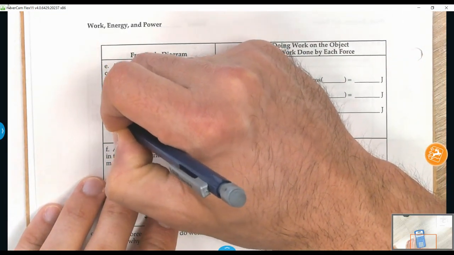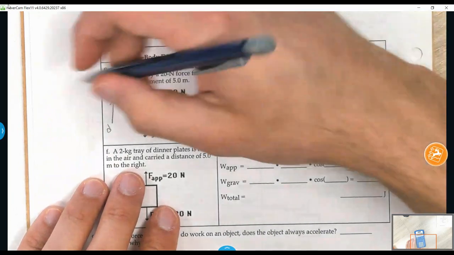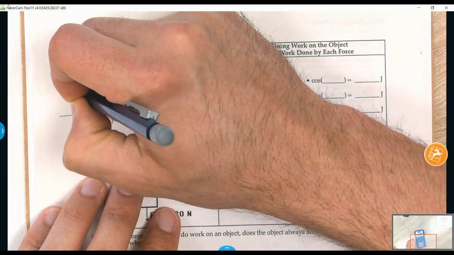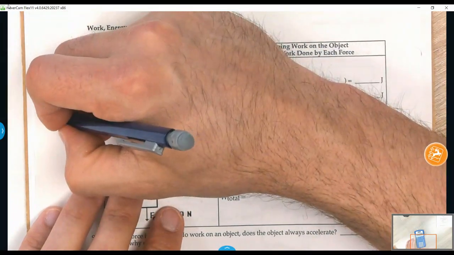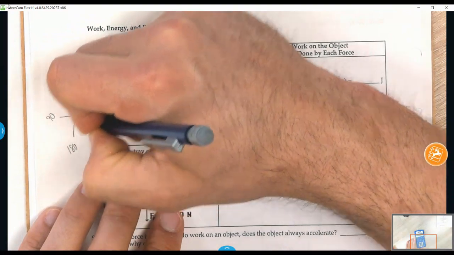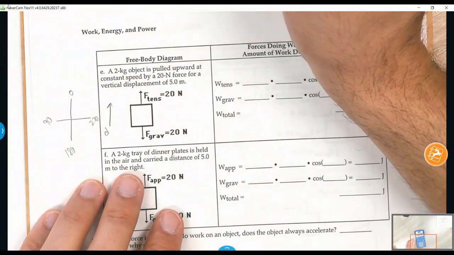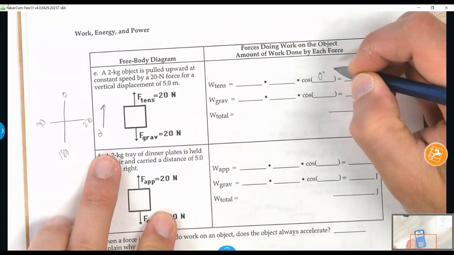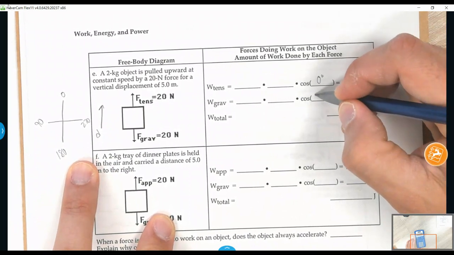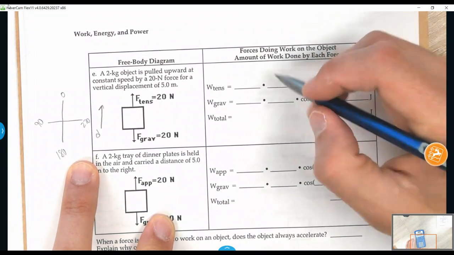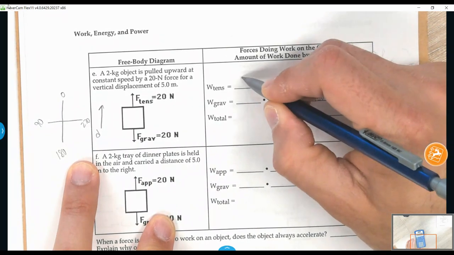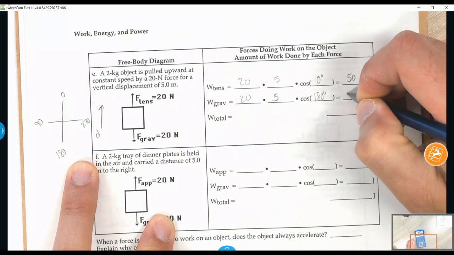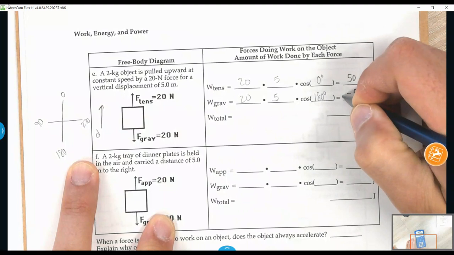So since D is going upward, you want to make sure whatever direction the distance or displacement is, we make that 0. So 0, and then you basically just rotate it: 90, 180, and 270. So tension would be 0 degrees, and gravity would be 180. Okay, the vertical displacement is 5 and 5, 20 and 20. We just use these similar calculations up front, so you have 50 and negative 50, or a total of 0.